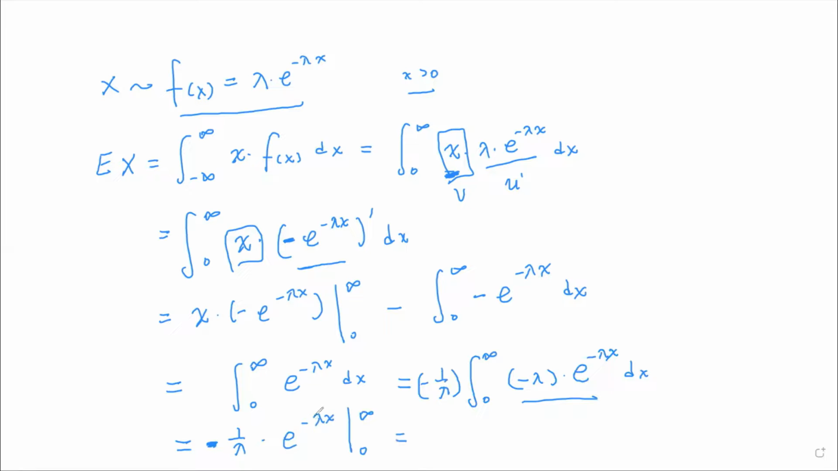You plug in infinity, e to the negative infinity will be 0. Oh, by the way, I didn't specify that lambda should be greater than 0. Otherwise, it's not a density function anymore. It's implied, or should be specified. Then we have 0 minus, then we have a negative 1 over lambda, so positive 1 over lambda. So negative, negative. This positive comes from this negative sign, and minus. Okay, and e to the 0 is 1, so it's just 1 over lambda. All right, so that's the mean.